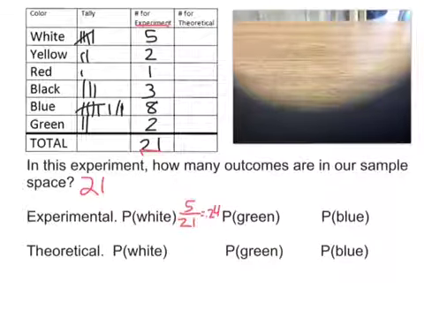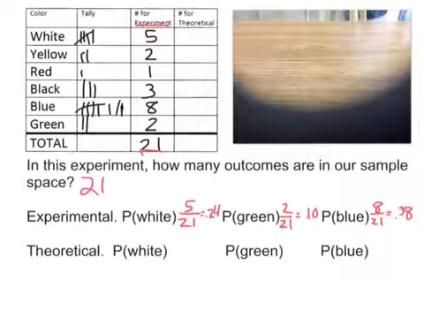Okay, now we'll go ahead and do green. Green, when we were drawing the cubes out of the box, was 2 out of 21. And 2 out of 21 is just about 0.10. All right, and then blue, there were 8 blue out of 21. And 8 blue out of 21 is about 0.38 for that one. So those are our experimental probabilities based on the trials in the experiment.